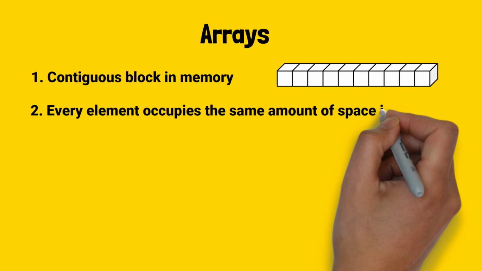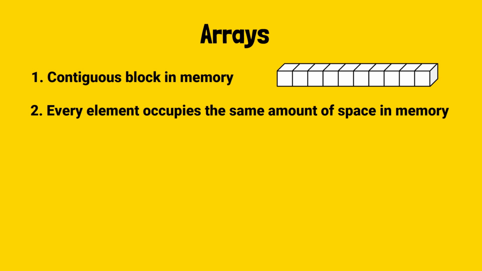Now, the second important thing about arrays is every element in the array occupies the same amount of space in memory. For example, when we created our int array, every item that we put into that array was an integer. And in Java, an integer is 4 bytes, so every value in our int array was occupying 4 bytes in memory. You can't have an array element that occupies 4 bytes, and then the second array element occupies 12 bytes, and the third array element occupies 300 bytes.